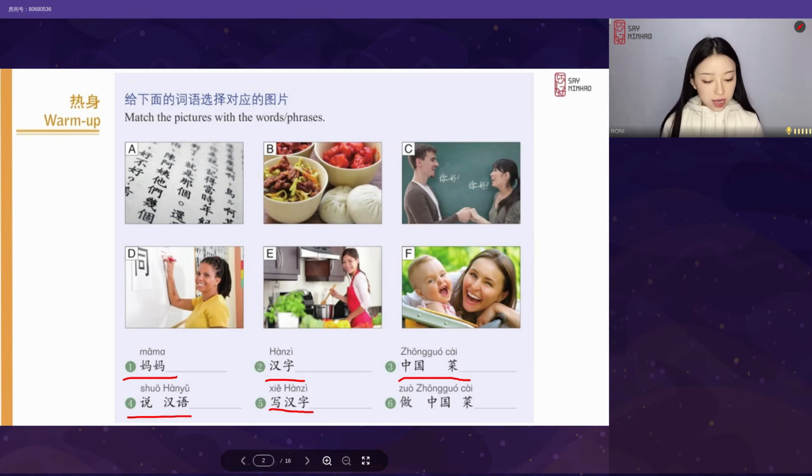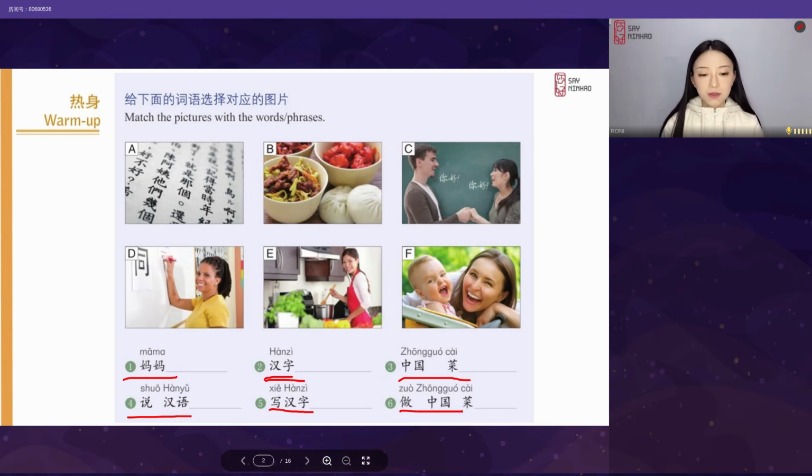Next one, 写汉字. Try to guess what does this mean. 写 is a verb and 汉字 we learned here, it means Chinese character. 写汉字 actually means writing Chinese character. Last one, 做中国菜. 中国菜 is Chinese dish. So 做中国菜, 做 means make something. So 做中国菜 is cook Chinese dish.